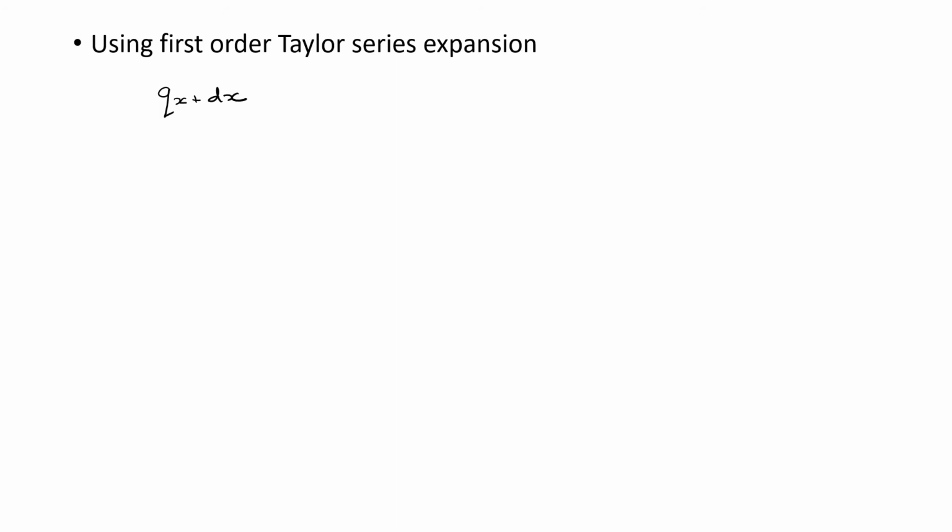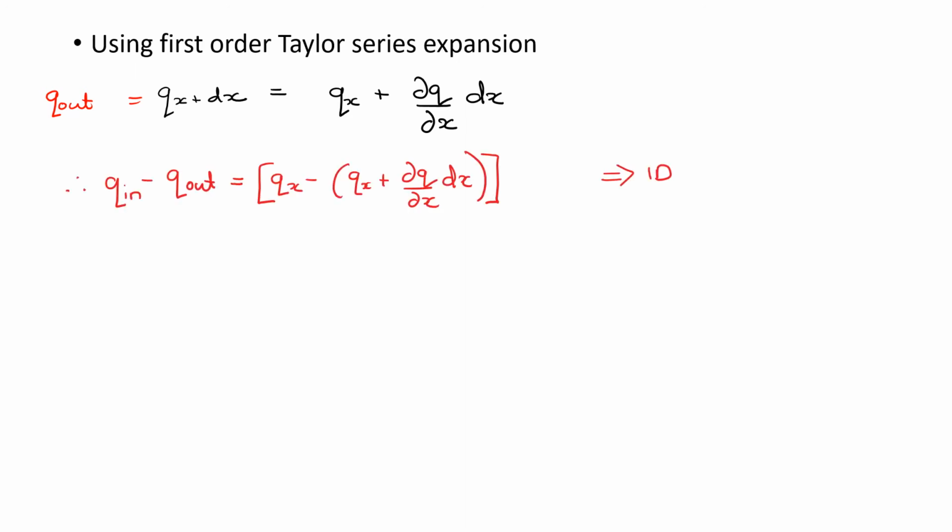Okay, so let's use the first order Taylor series expansion to expand Q of x plus dx, which is nothing but Q out. So your Q of x plus dx can be written as Q of x plus del Q by del x, which is the partial derivative of Q with respect to x, into dx. Therefore, our net heat, or Qin minus Q out, can be written as Qx, which is Qin, minus Q of x plus del Q by del x of dx, which is Q out.